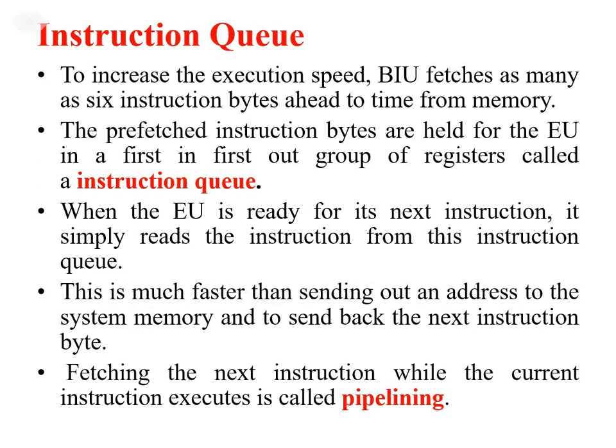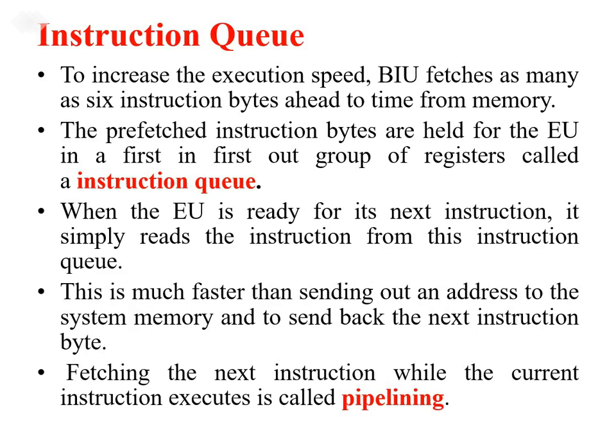So this is much faster than sending out an address to the system memory and sending back the next instruction byte, right? So why are we using this instruction queue? Instead of always going to memory and fetching the data, which takes a lot of time, we store the 6 bytes of instructions in the queue, and one by one we give them to the execution unit, right? Fetching the next instruction while the current instruction executes is called pipelining.